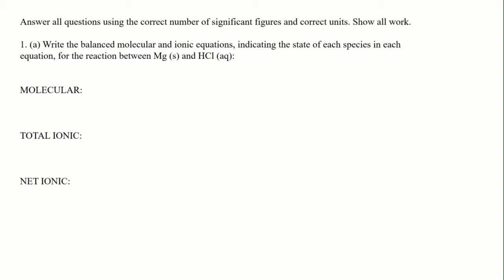The first question states, write the balanced molecular and ionic equations indicating the state of each species in each equation for the reaction between magnesium solid and HCl, or hydrochloric acid. So this is the reaction that will be done in the experiment. The question is asking for three equations: the molecular equation, the total ionic equation, and the net ionic equation. First, let's begin with the molecular equation.